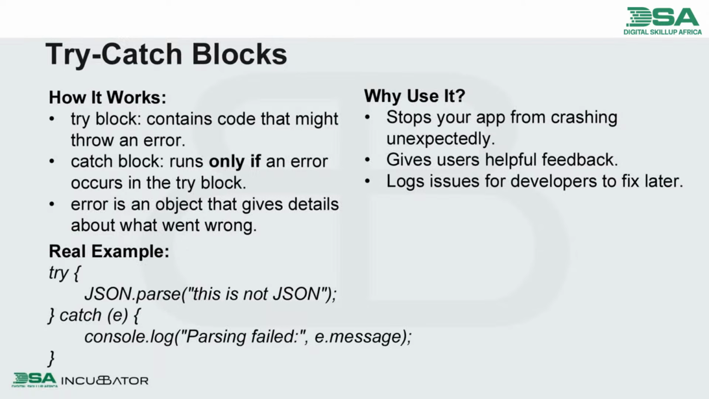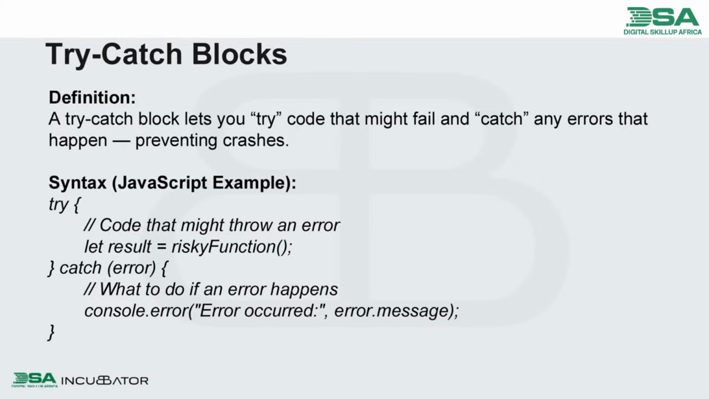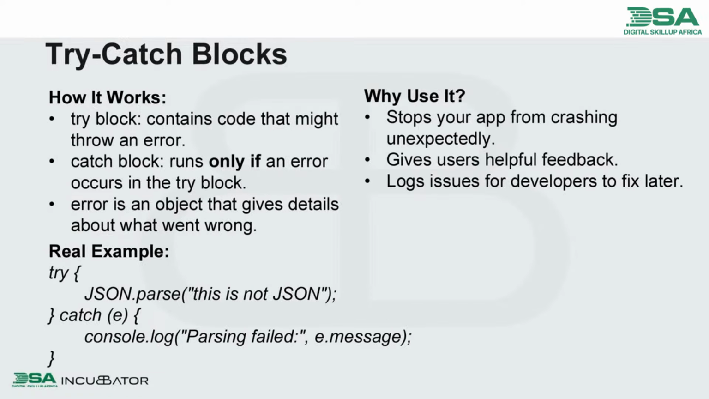So error is an object that gives details about what went wrong. The error in this case is this E inside the catch. In the previous example I spelled it as error, so you can call it any variable name you want. Conventionally, most times you see error, the full spelling, sometimes you see ERR, or just E. But that doesn't mean you cannot give it your own weird variable name. But it's good to stick to what is normally known, so that when other people go through your code, it's easier for them to understand.